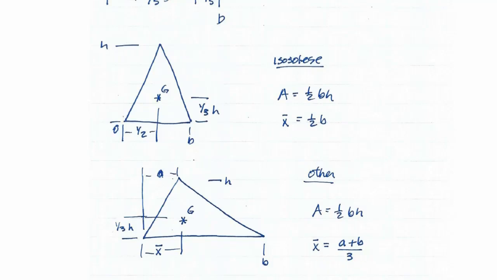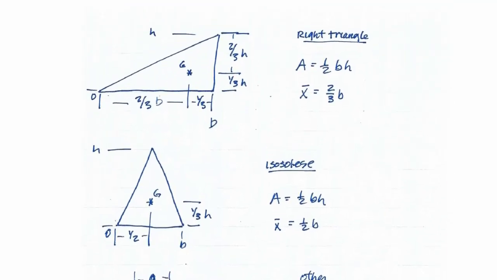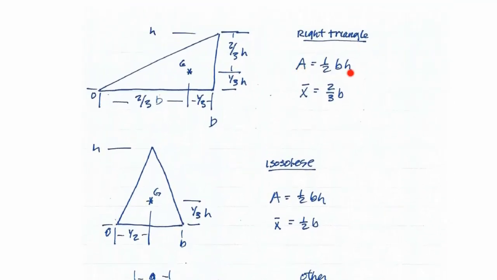So maybe I didn't quite mention this before or back here, but the area of a triangle, that's what I should have done. The area of a right triangle is 1/2 BH, and the centroid would be 2/3 from the skinny side or the small side.